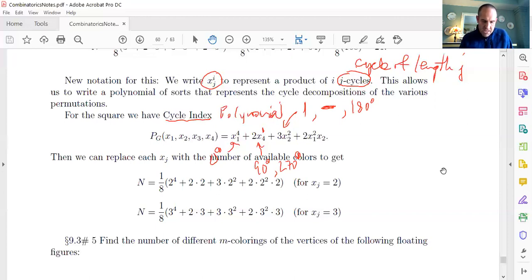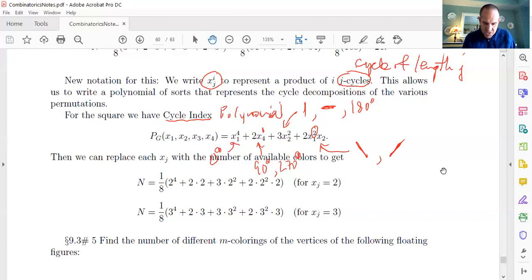And then finally, we had a couple of permutations which were basically 2 1 cycles, which is why this is raised to the power 2. 2 1 cycles and a 2 cycle. And those were these 2 things, right? Remember, it was the slope -1 and slope +1 diagonal reflections, okay? So there is our cycle index.